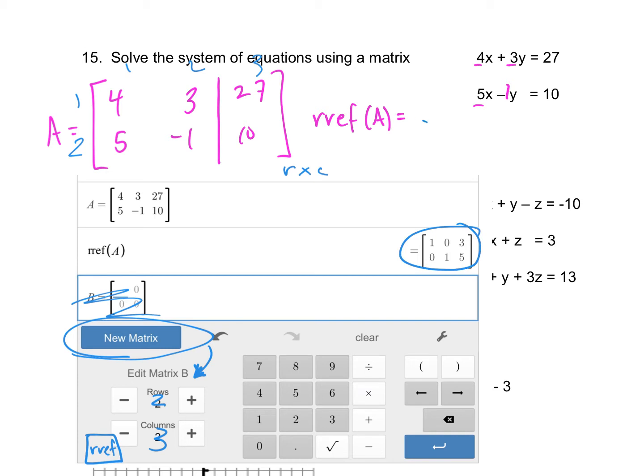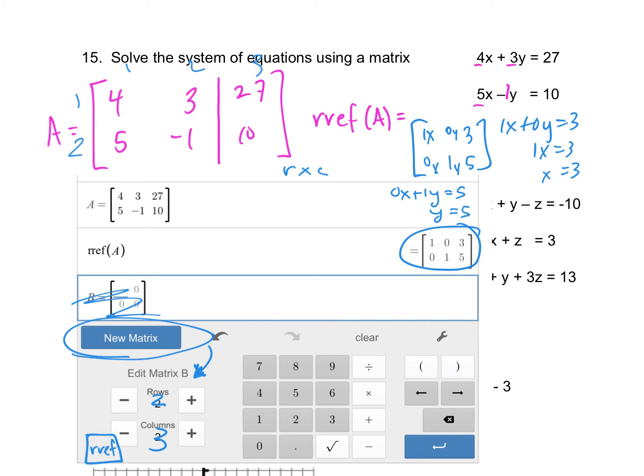The reduced row echelon form of the matrix is 1, 0, 0, 1, and 3, and 5. So essentially this is my x, this is my y. This is 1x plus 0y equals 3, which is just x equals 3. The bottom one is 0x plus 1y equals 5, which is really y equals 5. All this means is that this is my x and this is my y. I would put that in as an ordered pair, and it would look like this, (3, 5). Or I could say that x equals 3 and y equals 5.